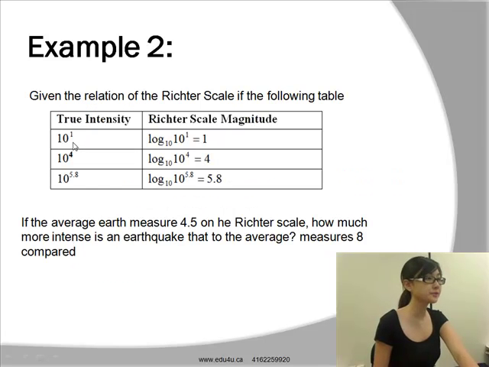Let's take a look at example 2 from your learning resources. Given the following relation of the Richter scale in the table. If the true intensity was 10 to the power of 1, that would be 10. On the Richter scale, the magnitude would be 1. If the intensity was 10 to the power of 4, the scale would show a number 4. That's the magnitude. If the true intensity was 10 to the power of 5.8, then the Richter scale magnitude would be 5.8.